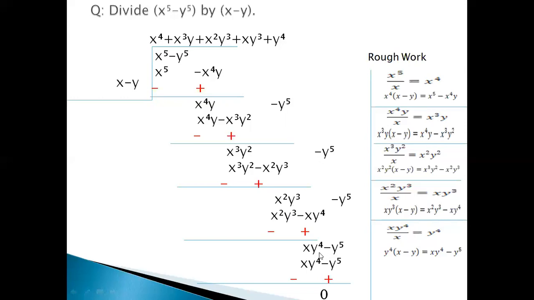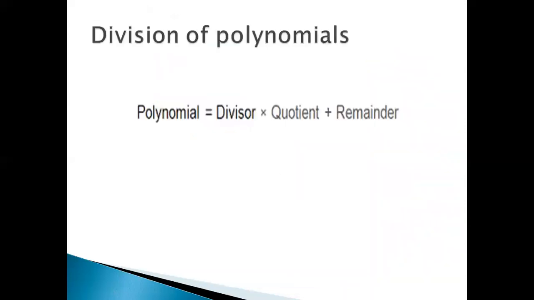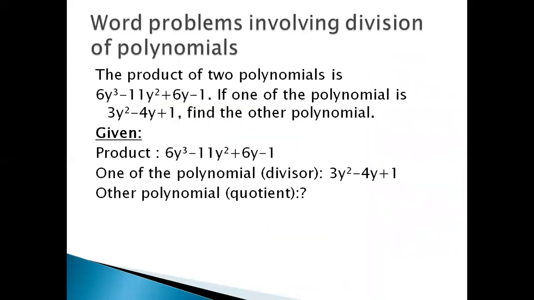And now for further division, take the first term and divide by x. We get y power 4. Multiply it by the divisor. We get x into y power 4 minus y power 5. So substitute it here, subtract them, and we get the remainder equal to 0. And you can check this as well by this formula.